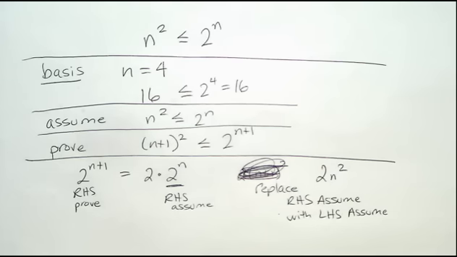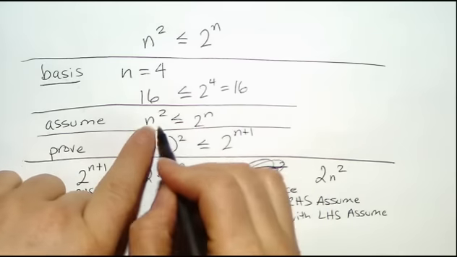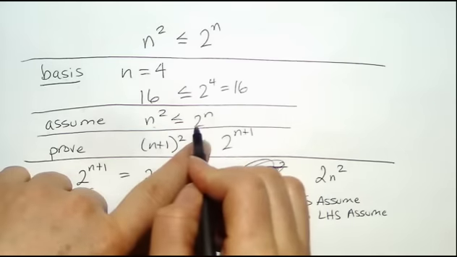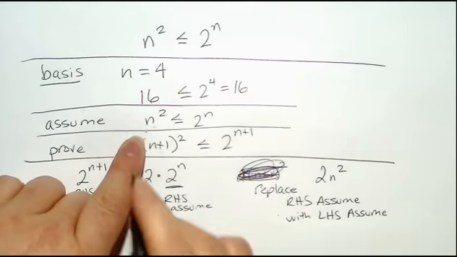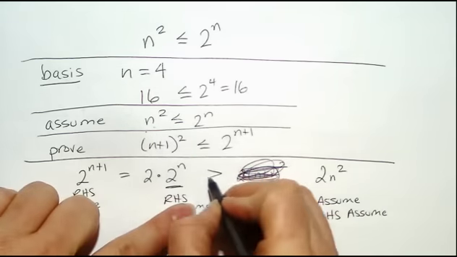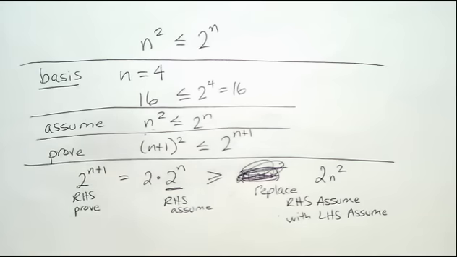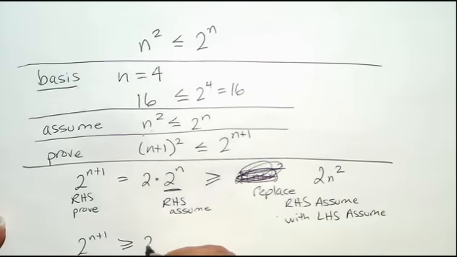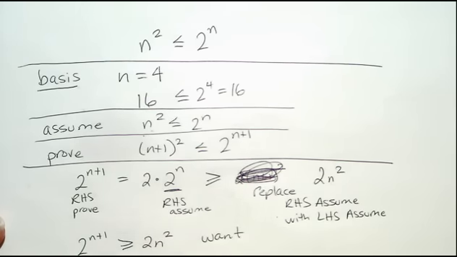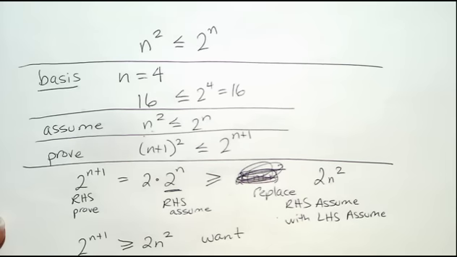Okay, it's greater than or equal to because I'm looking at that. So if I want to replace the right-hand side of the assume with the left-hand side of the assume, I'm getting smaller, right? So I have to have this. That's good because that's the direction I need to go. So now I have 2 to the n plus 1 is greater or equal to 2n squared. And I want 2 to the n plus 1 is greater or equal to n plus 1 quantity squared.